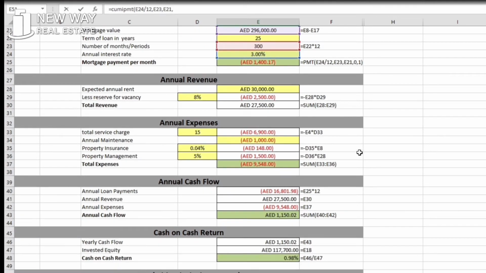The start period is the first period. The end period would be the last period, 300. And the type, to be consistent, we'll use 1 as we did at the beginning of each period. That way we get the entire interest amount that we have paid to the bank throughout the whole period.